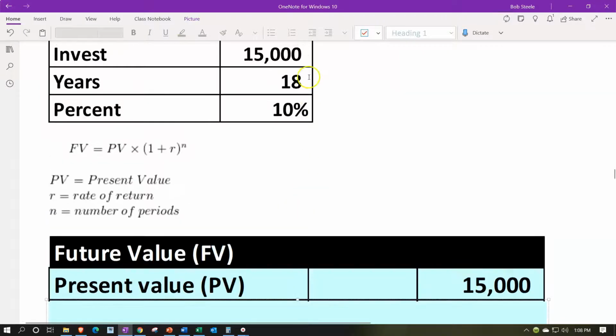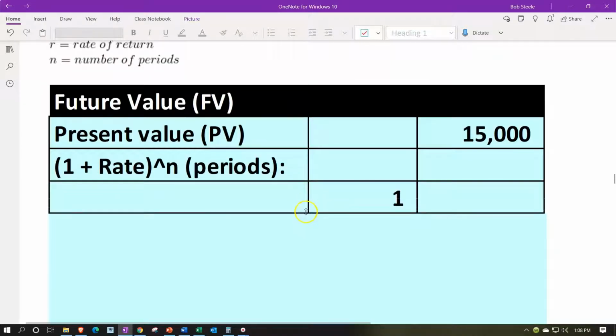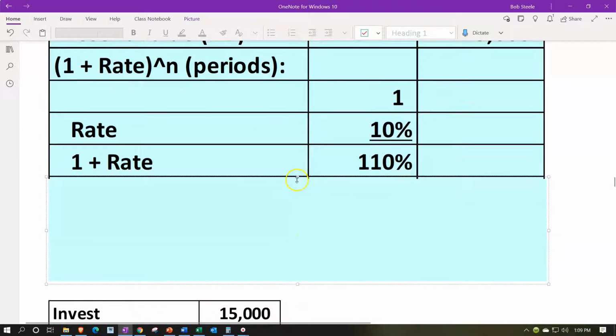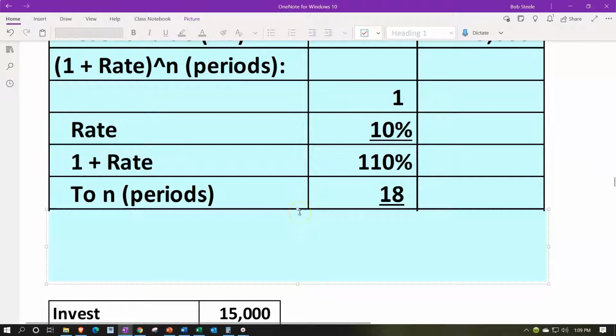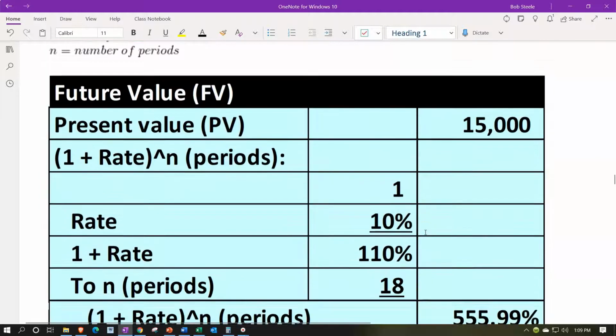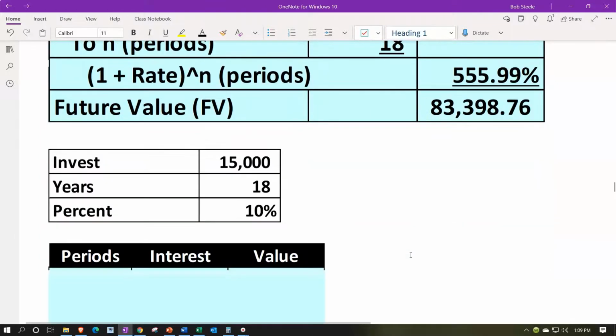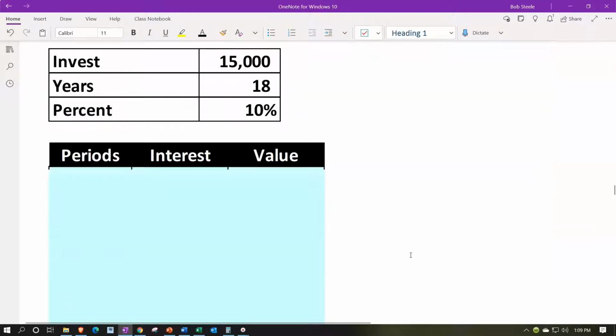This is going to be 15,000 at 18 years, 10%. So 15,000 present value. Then we're going to take 1 plus the rate, 10%, 110%. That's going to give us, to the power of 18, 5.5599. If I take the 15,000 times that amount, we're going to get the 83,398.76. So then we can do this with the calculation, year by year calculation here.